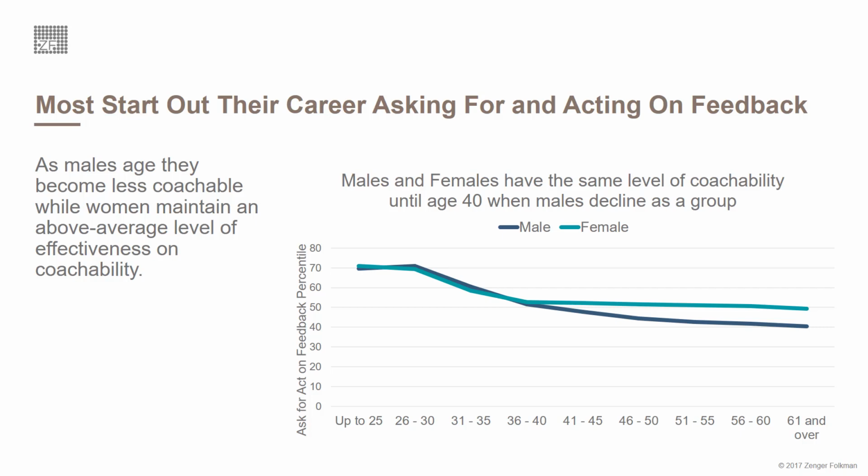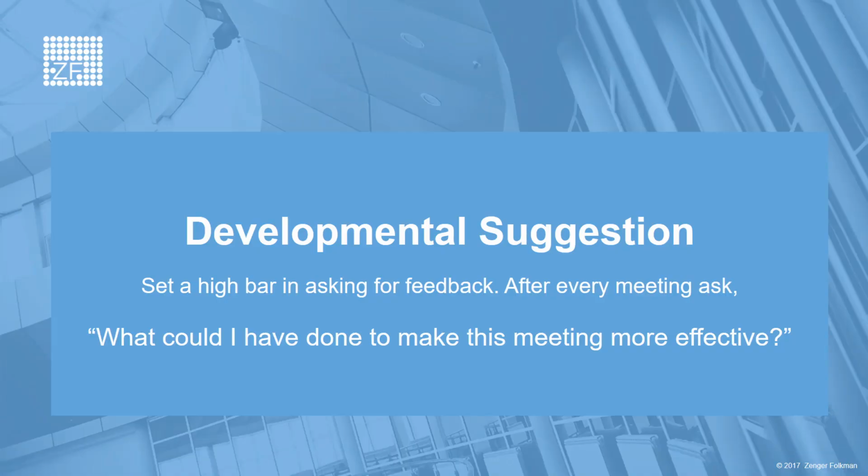Now, our developmental suggestion is around asking for feedback, and we're suggesting you set a high bar. If you get to a meeting and you say, "Was that okay?" people will say yes. They'll just tell you what you want to hear. So you have to ask something like, what could I have done to make this meeting twice as effective, or 3 times as effective, what could I have done to really change the outcome or really help this meeting be better? That gives them the cue that you actually want to hear this, that you don't want to just be told you're doing a good job, that you actually want to hear what's going on.